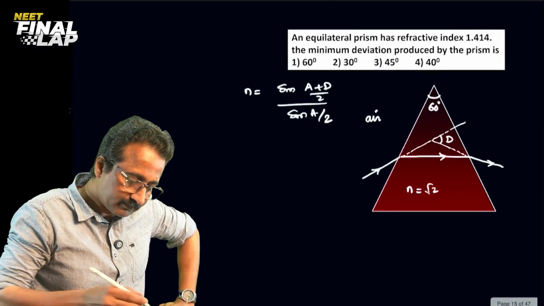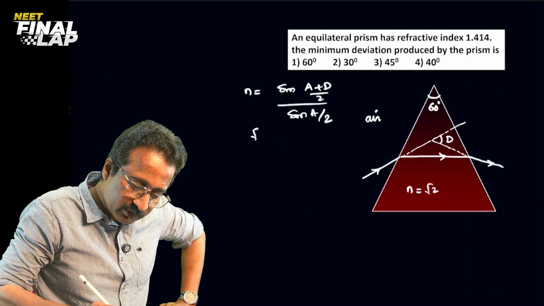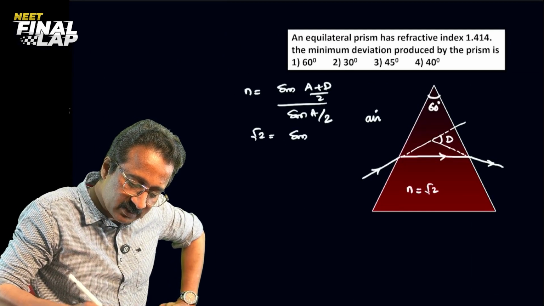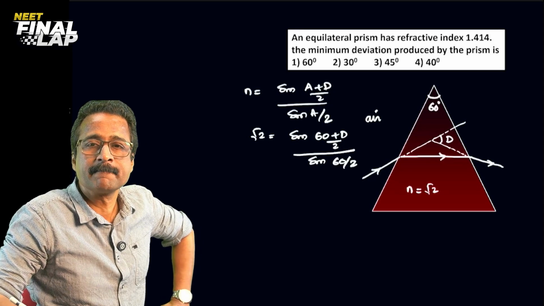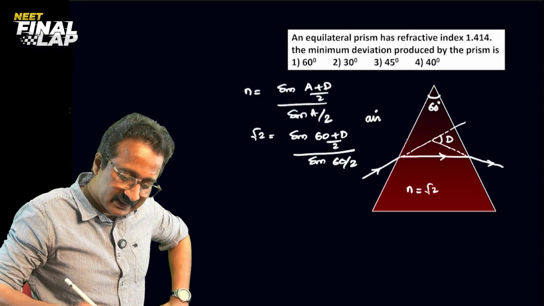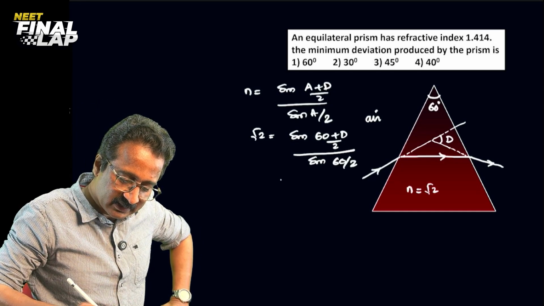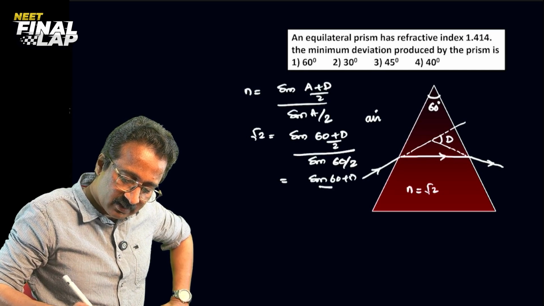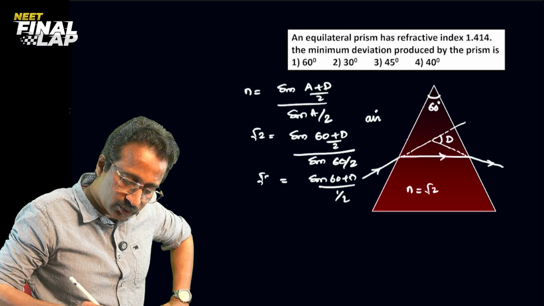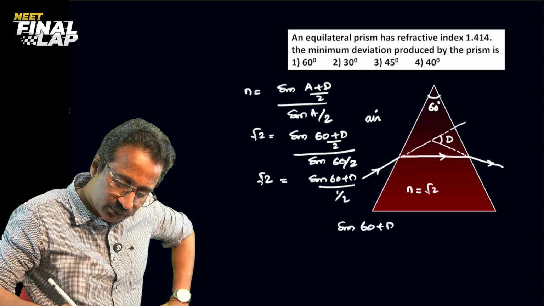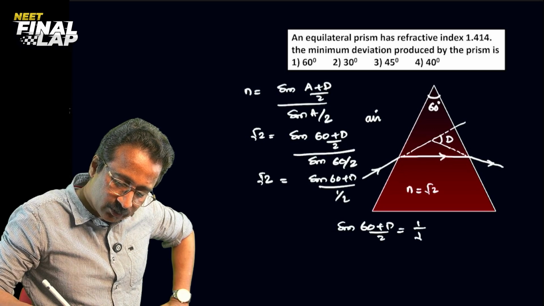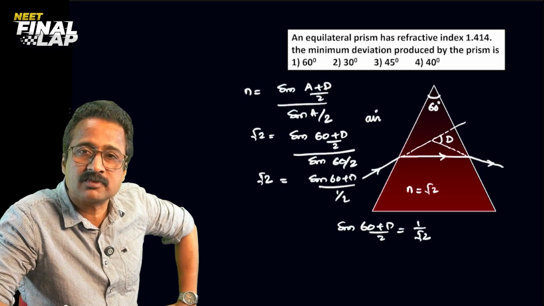Okay, let me put values. n is given to be √2 here, is equal to sin((A plus D)/2), means sin((60 plus D)/2) because it is an equilateral prism, divided by sin(60/2). Now sin(60/2) is sin 30, which is equal to 1 by 2. So sin((60 plus D)/2) divided by 1 by 2 is equal to √2 is what we have. Rearranging this, we will have sin((60 plus D)/2) equal to 1 by √2, because 1 by 2 into √2 becomes 1 by √2.